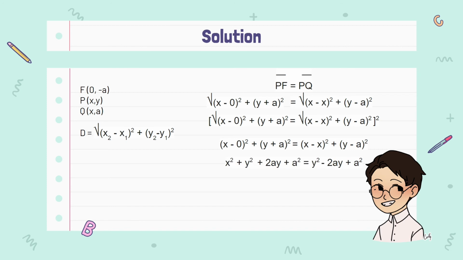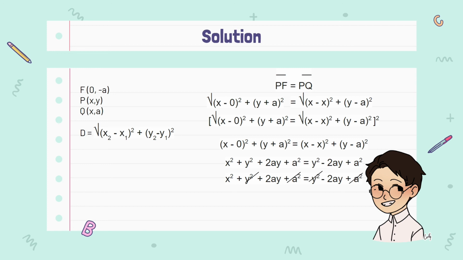y squared plus 2ay plus a squared is equal to (x minus x) squared, which is 0, plus the square of the binomial (y minus a), which is y squared minus 2ay plus a squared. By using the addition property of equality, we will cancel out the same terms on both sides of the equation. Positive y squared and positive a squared will then be cancelled out.